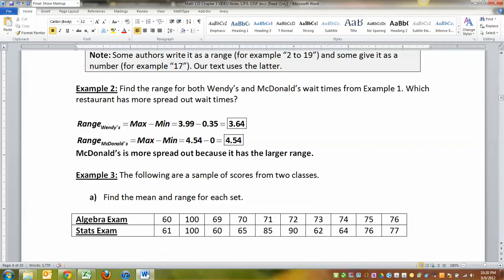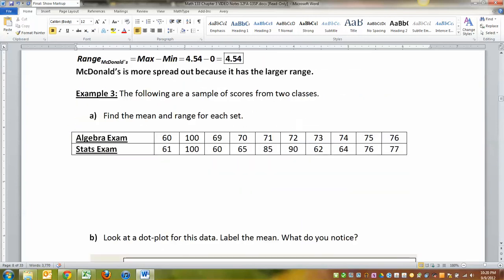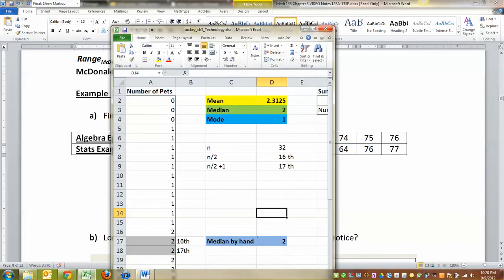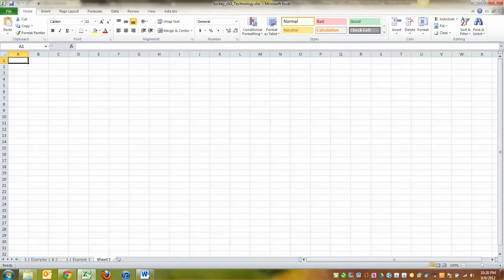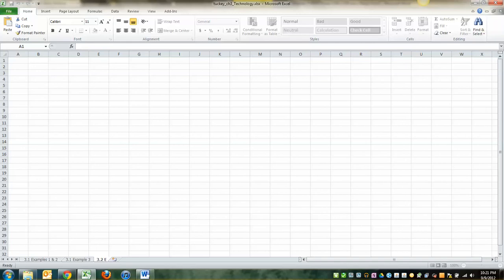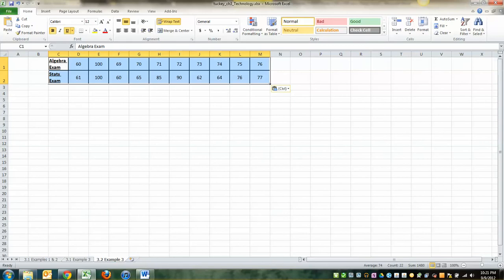All right, now I have the following are a sample of scores from 2 classes. Find the mean and range for each data set. Well, my friends, this is going to be a put into Excel kind of thing. So let me go back to our handy dandy Excel spreadsheet. And I had 3.1 example 1 right there, 3.1 example 3. I'm going to click on a new sheet and type 3.2 example 3. Oops, see if I could spell the word example. There we go. And I'm going to paste these in here.